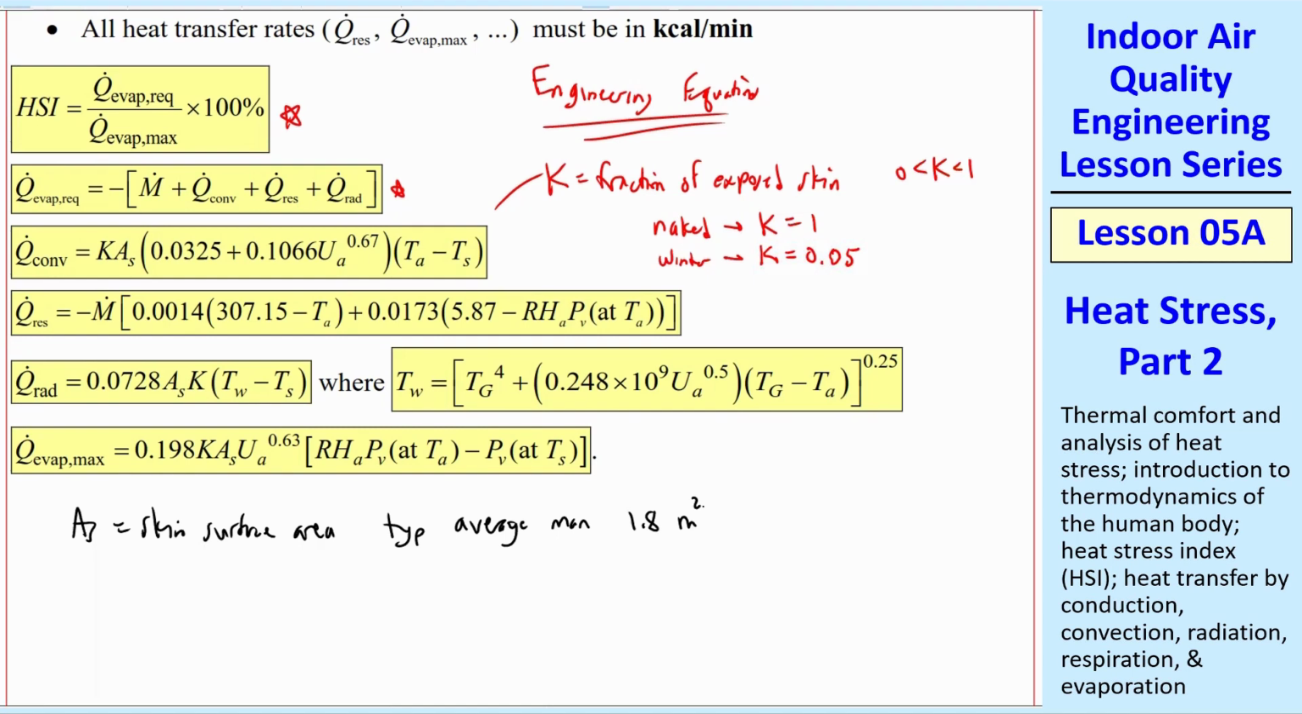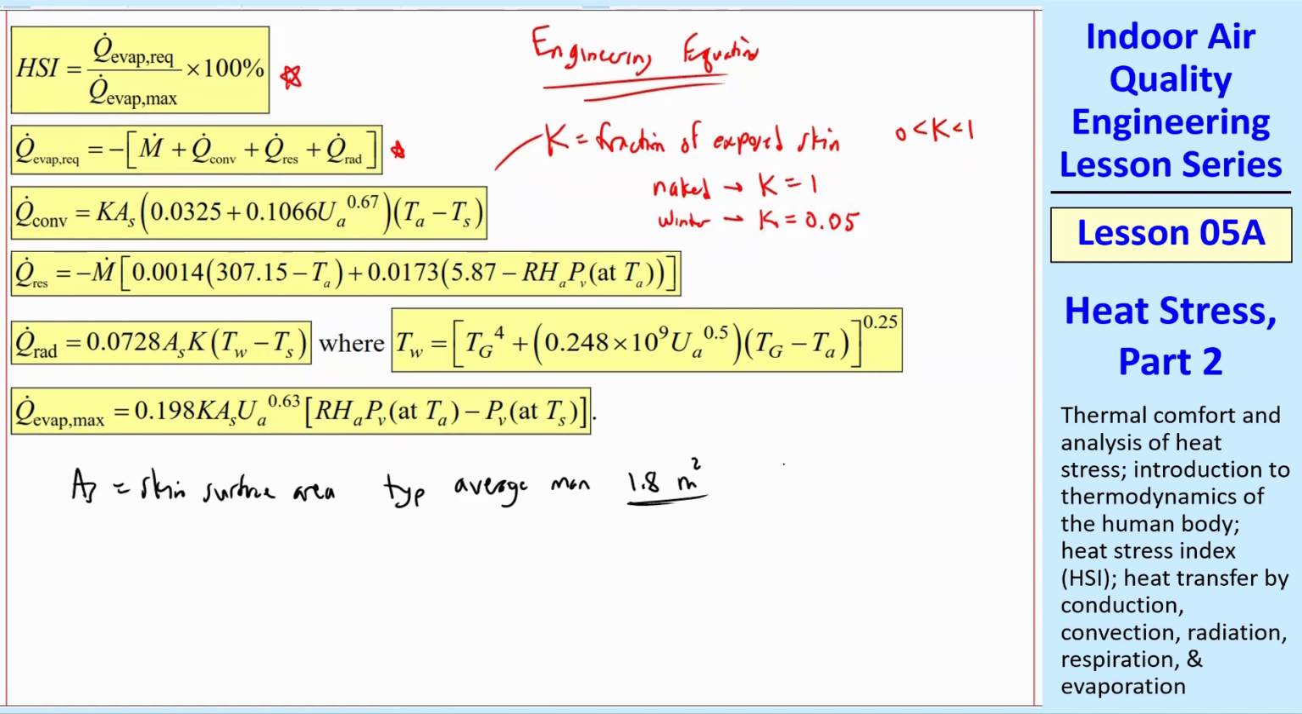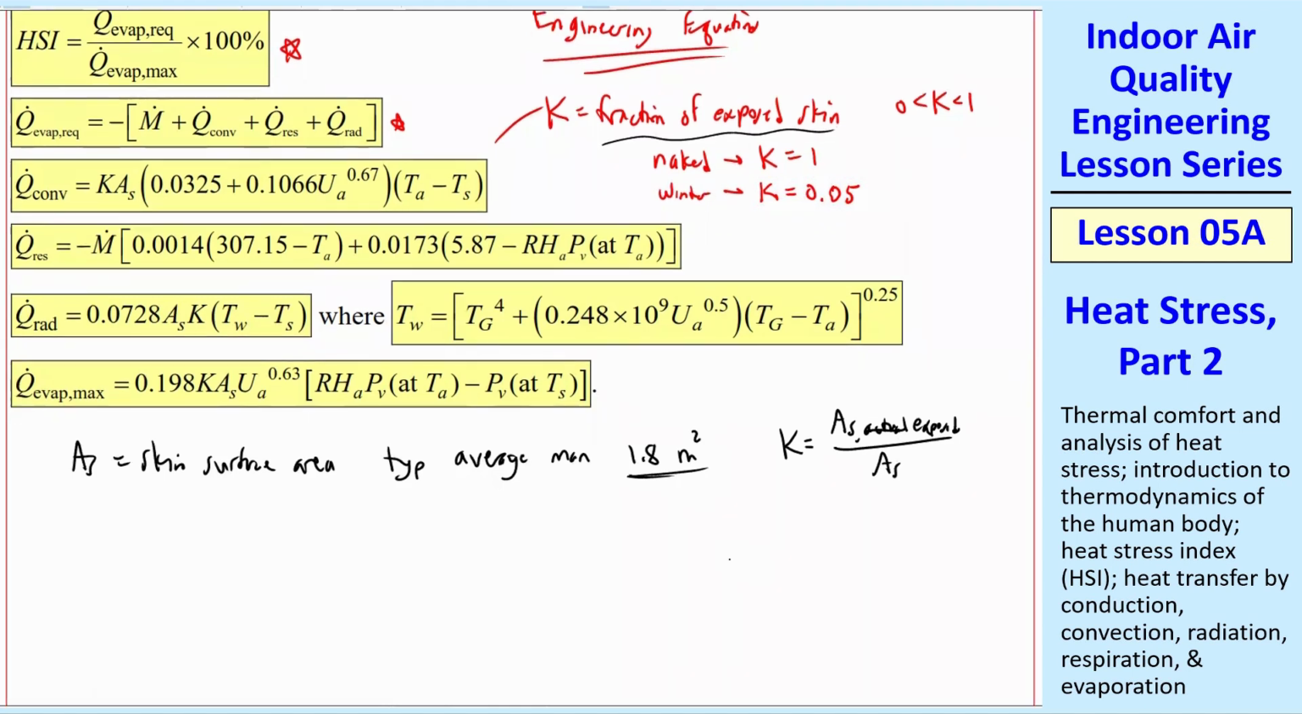And if you're very heavy, you could have more than this even if you're shorter. Women typically have a little bit less skin area than men. That'll be given to you for problems. And so K would be the AS exposed over AS. It's just a fraction of exposed skin. UA is the wind speed in meters per second. You'd have to measure that.